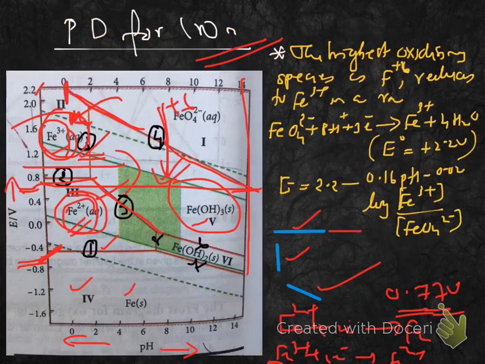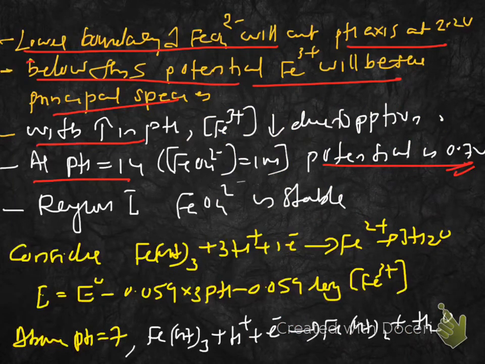Region 1. In this region, FeO4 2- is found to be the most stable species. Now consider another reaction. Fe(OH)3 plus 3H+ plus 1 electron gives Fe2+. Fe(OH)3 and Fe2+ equilibrium. This is also dependent on potential and pH. So you will get a line like this.